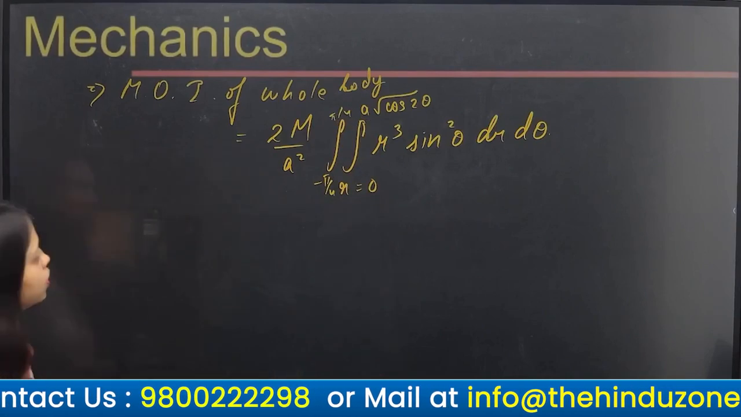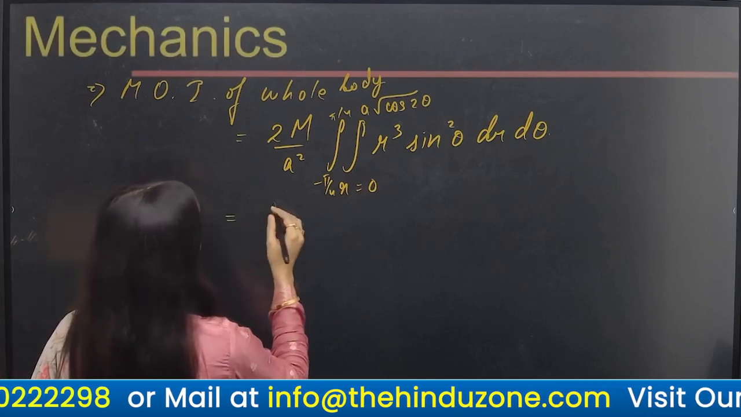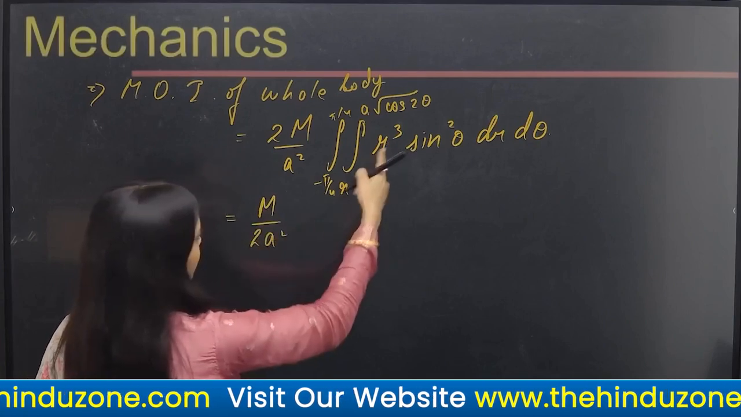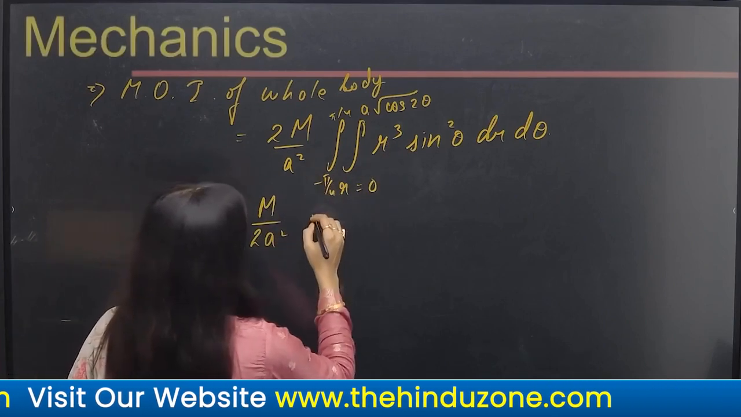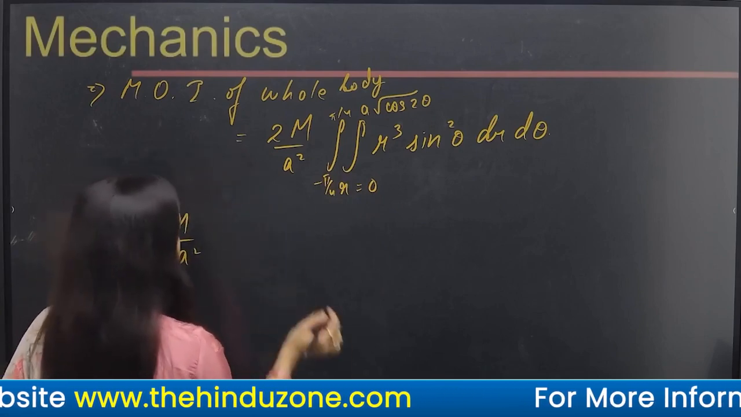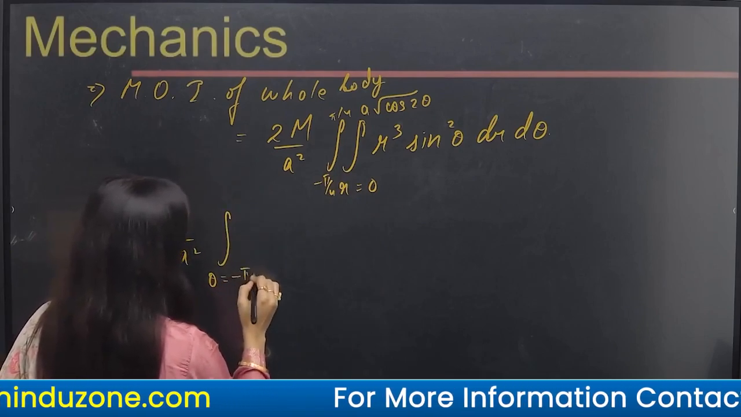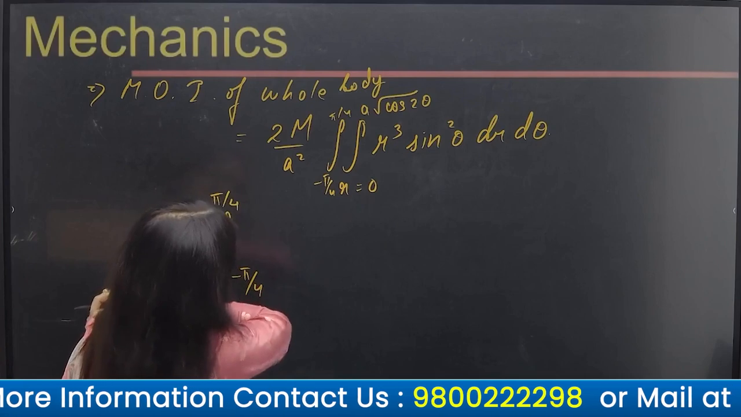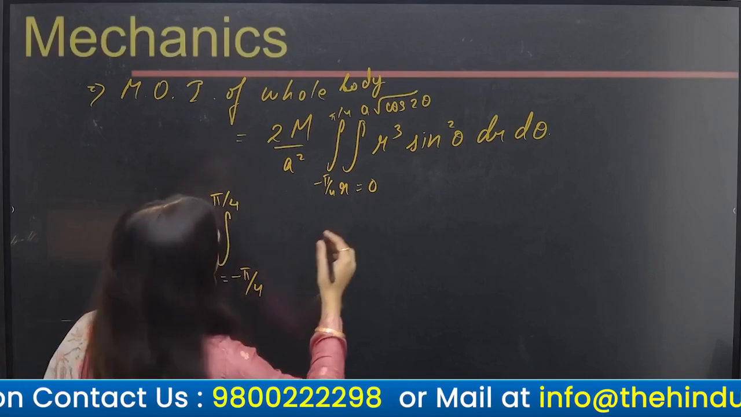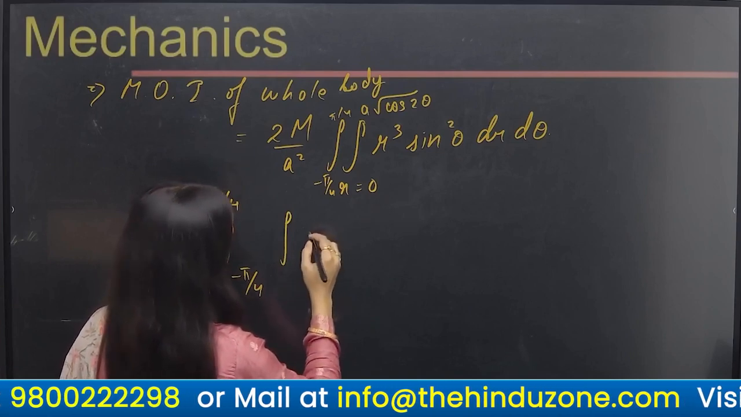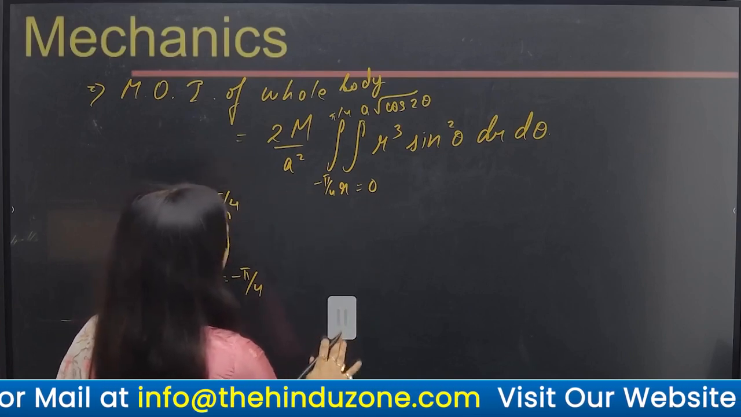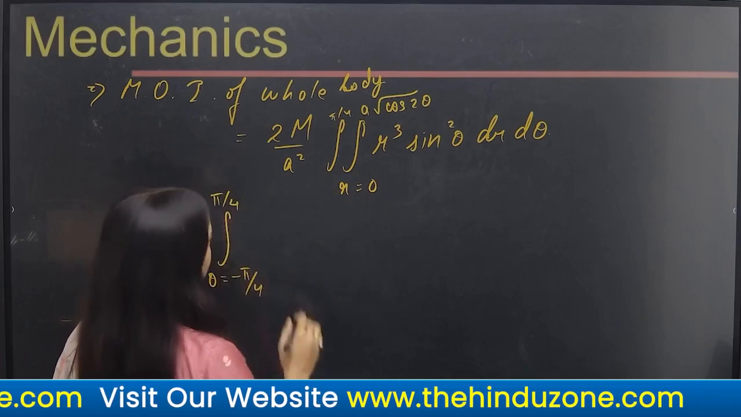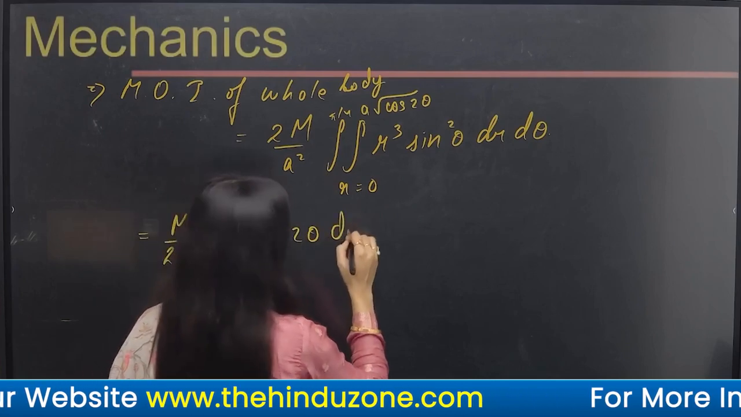So how to do this? It's simple. The integral of r cube gives r to the power 4 by 4. So 2m, r to the power 4 by 4, with theta from minus pi by 4 to pi by 4, and sine square theta. The a raised to the power 4 comes outside, and this will be cos square 2 theta d theta.